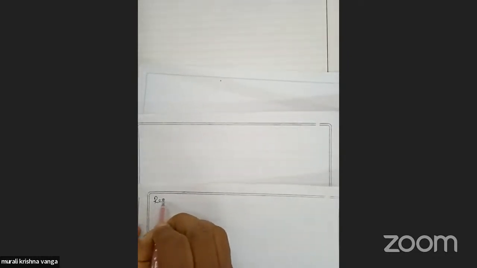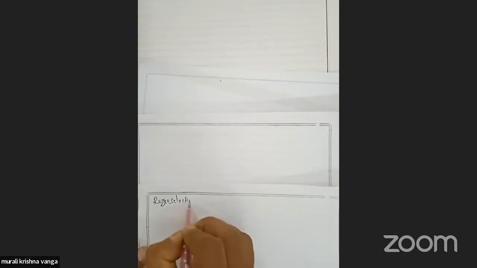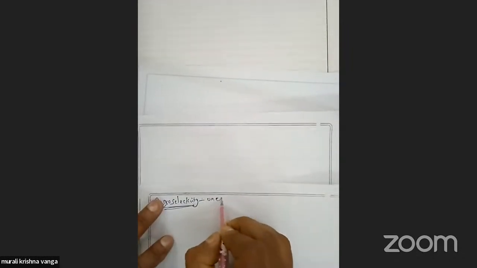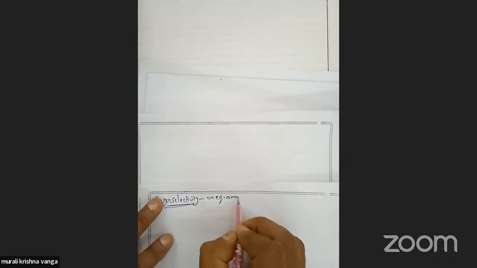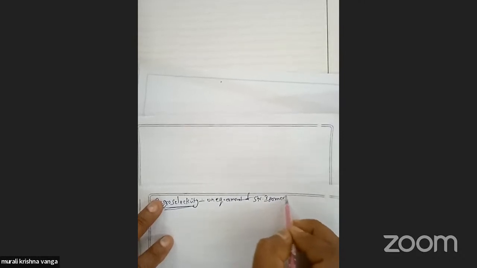Next, we are going to regioselectivity. In a chemical reaction which produces unequal amounts of structural isomers as the products, that is called regioselectivity. Any chemical reaction that produces unequal amounts of structural isomers is called regioselectivity.